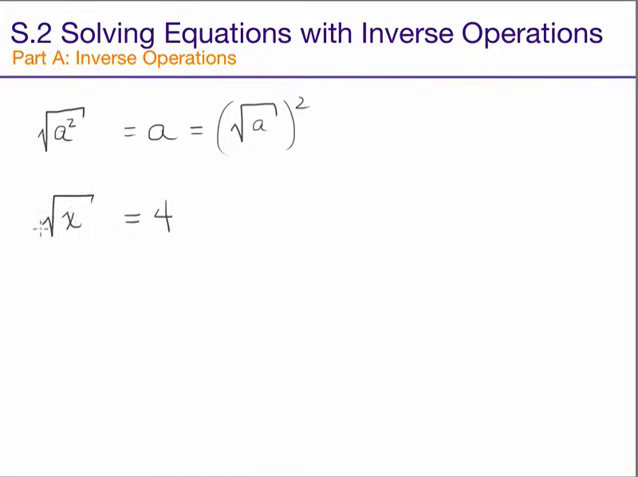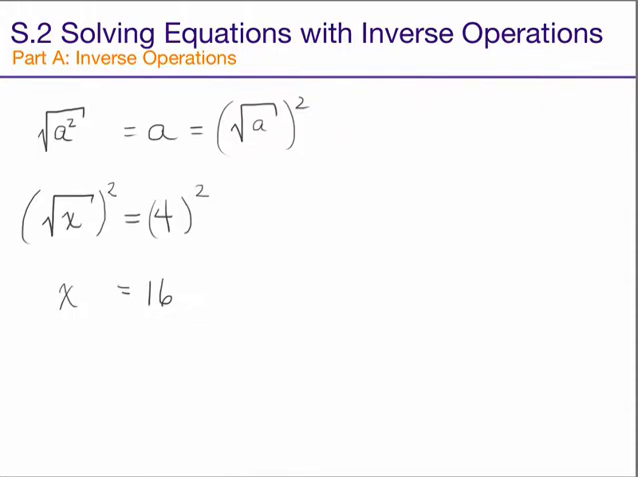What can I do to this to make it look like one of these so that I can get x out? I think the easiest way would be to square this expression. But if I do that, I must do it to both sides. The square root of x, all squared, is just x. That's this property here. But 4 squared is 16. So the shorthand here is that you can square both sides of an equation.